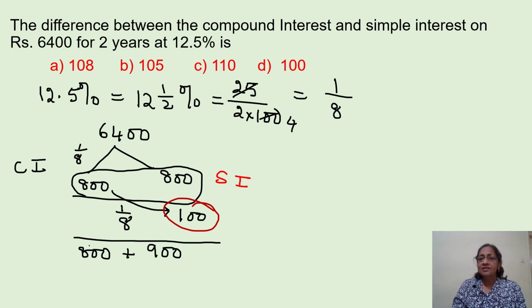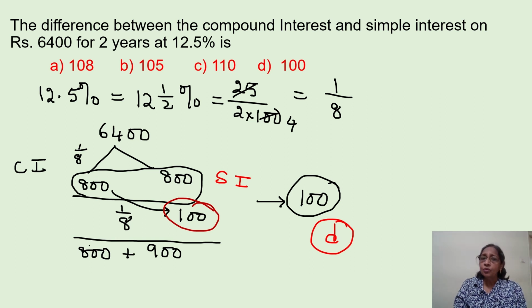Okay. Now this is the shortcut method. Don't find the compound interest and simple interest separately. That would be too long. Okay. So what is your correct answer? The difference between both is 100, which is your option number D.